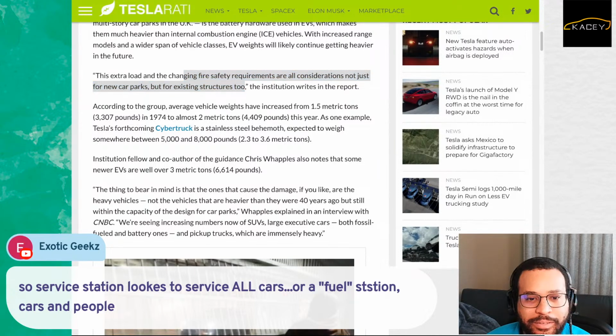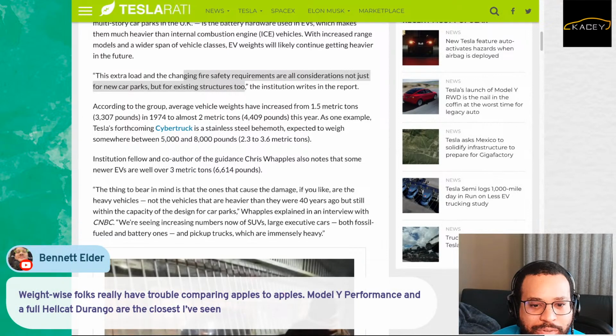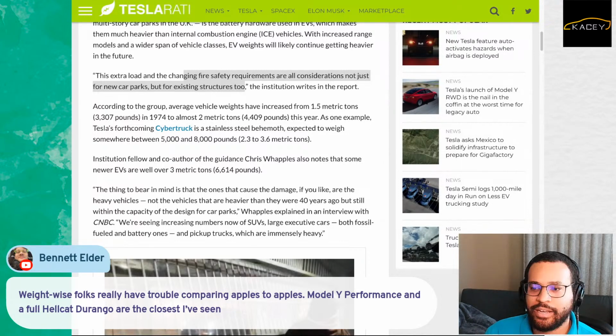Focusing on them. Bennett says, weight-wise, folks really have trouble comparing apples to apples. The Model Y Performance and a full Hellcat Durango are the closest I've seen. Exactly, exactly. Especially the folks who want to talk about road damage and taxes. They always seem to fall for the, oh, let's compare a '93 Geo Metro to a Model X Plaid. They're not the same thing. You compare the Model X Plaid to a Land Rover, and oh look, they're almost the same. The Model X might weigh less.